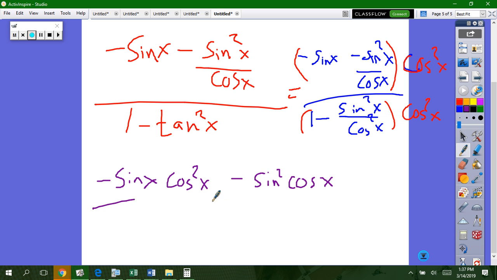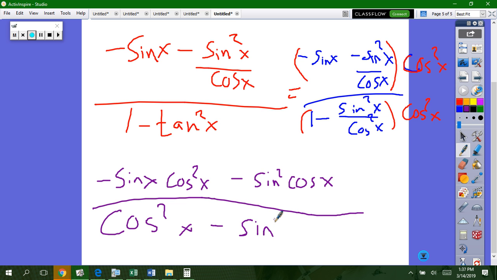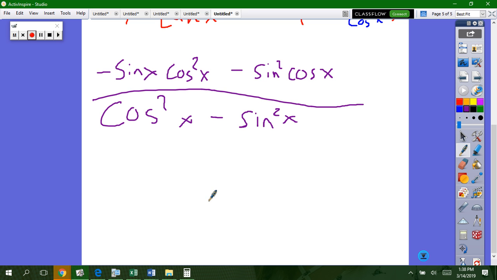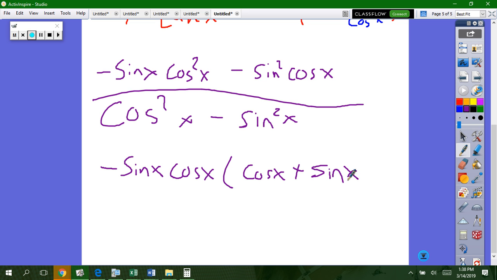Now how about on the bottom? What does it become? Cosine squared of x minus sine squared. Now it doesn't look like this way is easier, but once again, I want to show you that if we persevere, even if we make a bad choice, we can probably still get there. But is this as easy as the last one? No, it's not. What does the top have in common? They have a negative sine of x and a cosine of x, which leaves me with cosine of x plus sine of x. And I think, David, you were about to talk about something on the bottom.